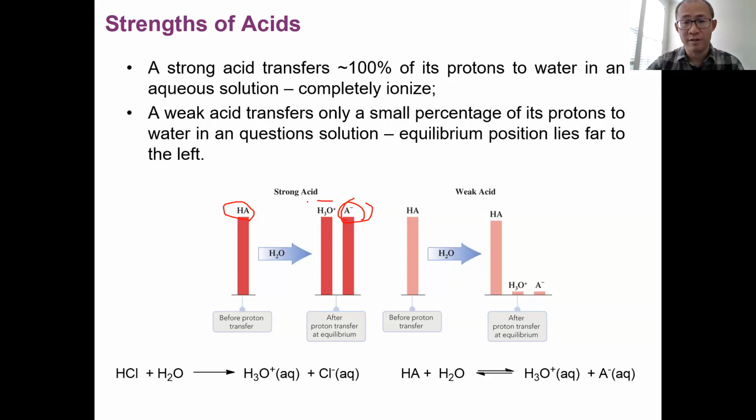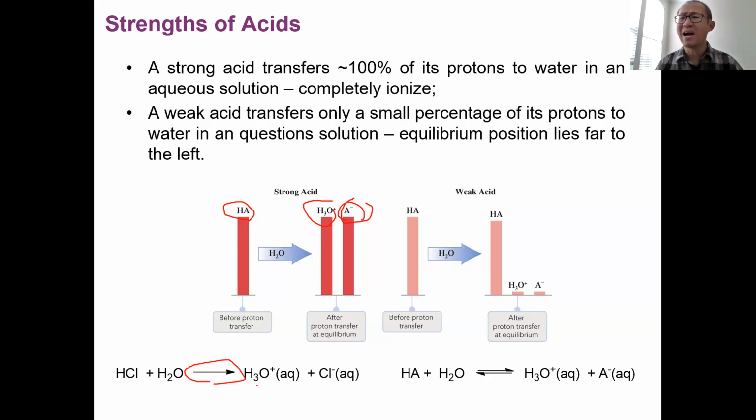The proton is accepted by water in this case. So you can see all the HA becomes A minus and hydronium ion. If the ionization is complete, 100% transfer of the proton from acid to water, we call the acid a strong acid. Strong because it is completely ionized. For a strong acid, in the equation we use a single arrow. We assume the reaction is not even reversible, because the transfer is complete, almost 100%.